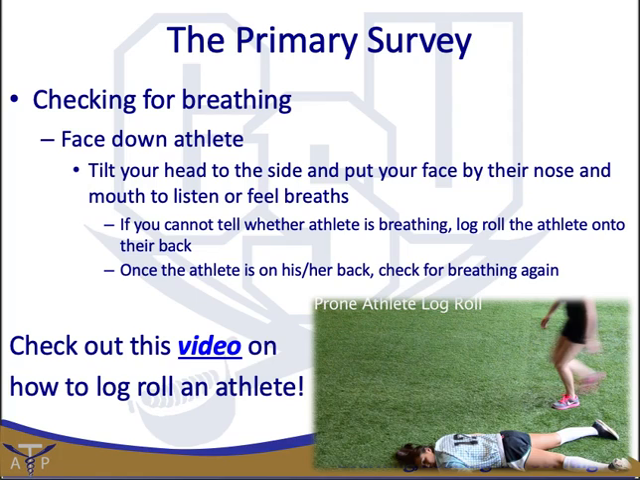The next step of the primary survey is check for breathing. After you have determined the athlete's level of consciousness, we need to check to see if the athlete is breathing. If the athlete is face down, we can tilt our head to the side and put our face by the nose and mouth to see if you can hear or feel breaths. If possible, we can also look at the chest to see if the chest is rising and falling with each breath. We can also put our hand gently on their back if they are face down to see if we can feel the thorax expanding.